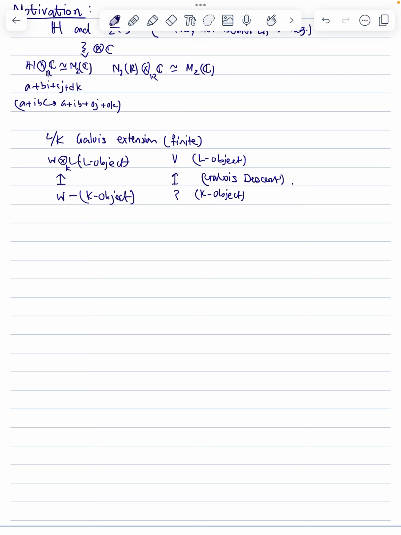More generally, we would like to understand the following. Throughout my lecture, L over K will be a finite Galois extension. This notation will be my prototype for the most part. And this was the main question that we would like to address: given an L object, when does it come from a K object, as I said.